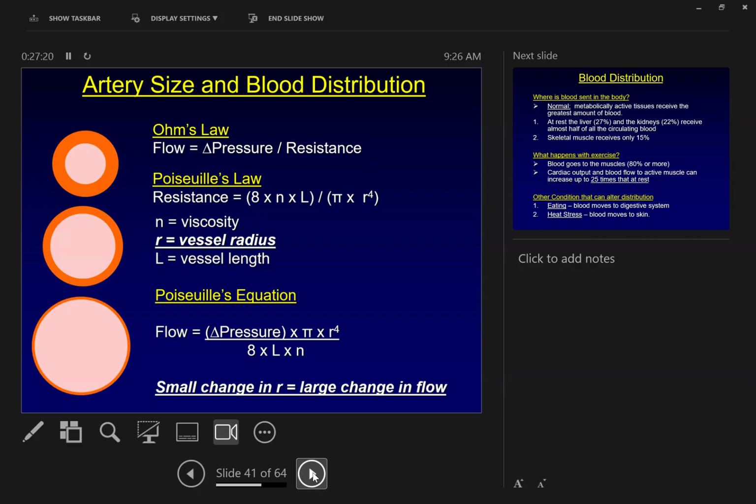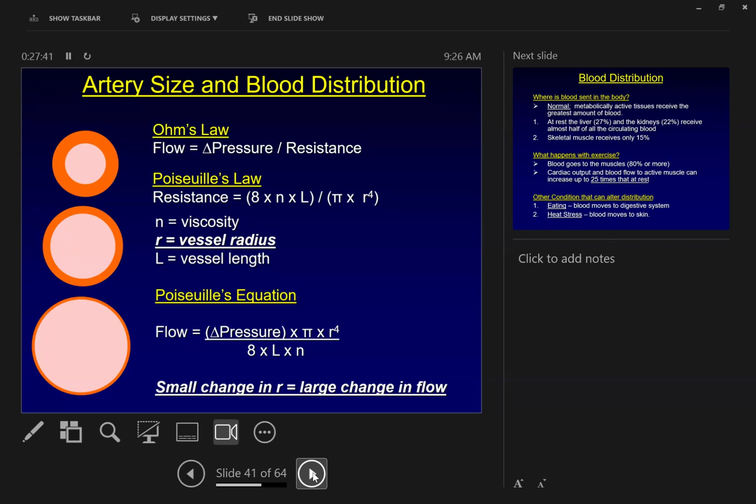If the radius goes up, so I vasodilate just a little bit, because it's to the 4th power, I get this giant increase in flow. Because it's to the fourth power, if I shrink it down just a little bit, I get a big change in flow in the negative direction. I can make flow go down.